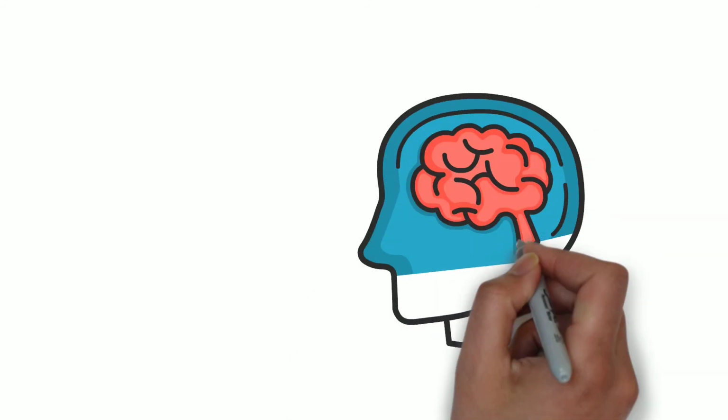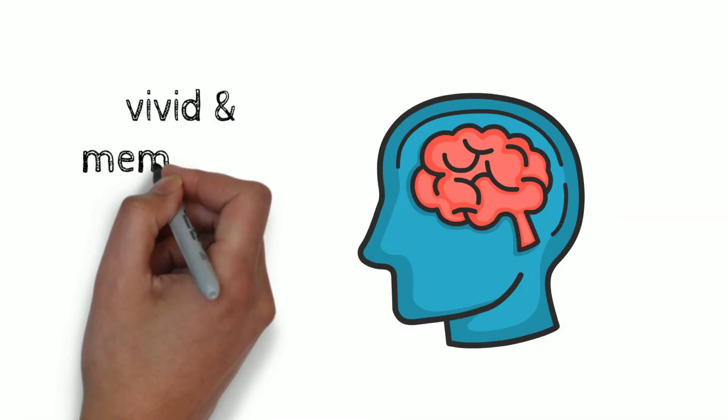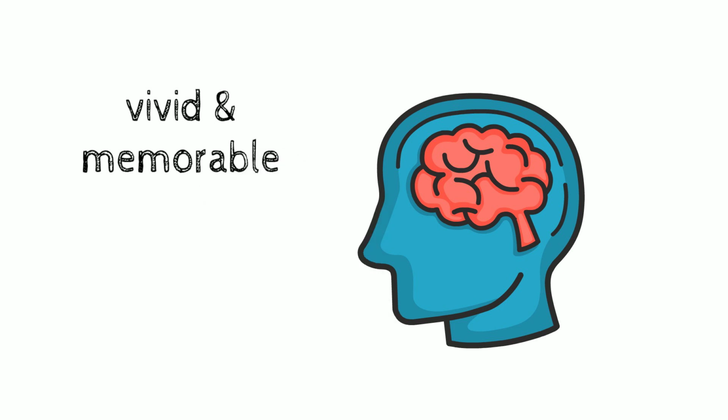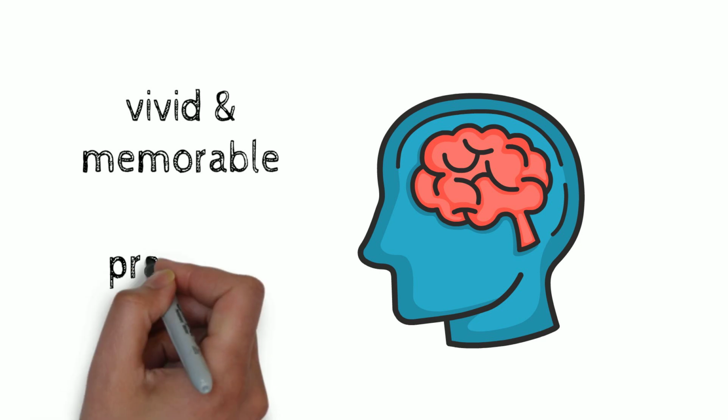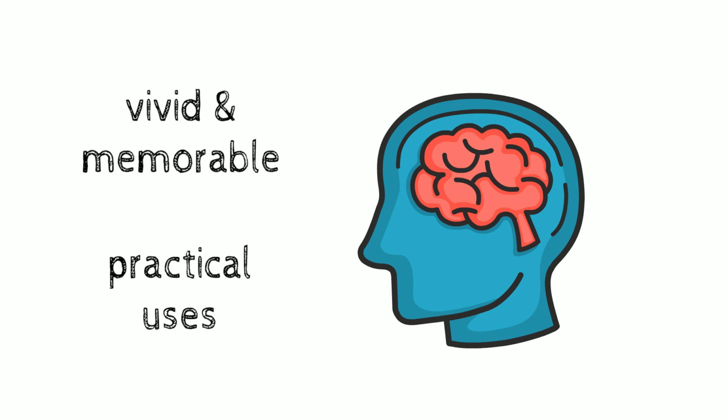A silly, stupid story like this sticks in your mind. It's vivid and memorable. And best of all, you've just memorized a 6-digit number effortlessly. And you know another thing? You can equally say the same number backwards. In future videos, you'll see the practical uses of the peg method and how it helps you sharpen your memory.